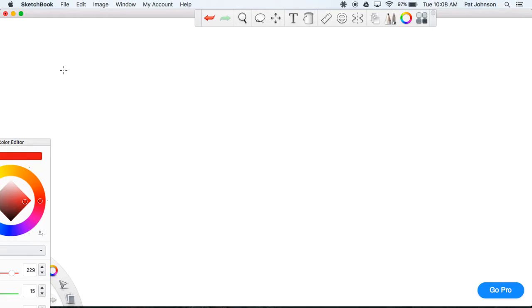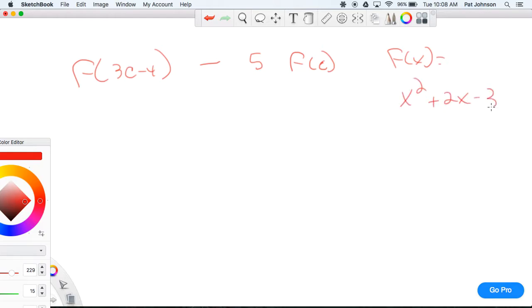So in example 3, they want you to find f of 3c minus 4 minus 5 times f of c. And they tell you f of x equals x squared plus 2x minus 3. So this right here is going to be our function. Basically we're replacing, just like we did earlier when we did f of 2, we put that into the function. We're going to put this into the function of x.